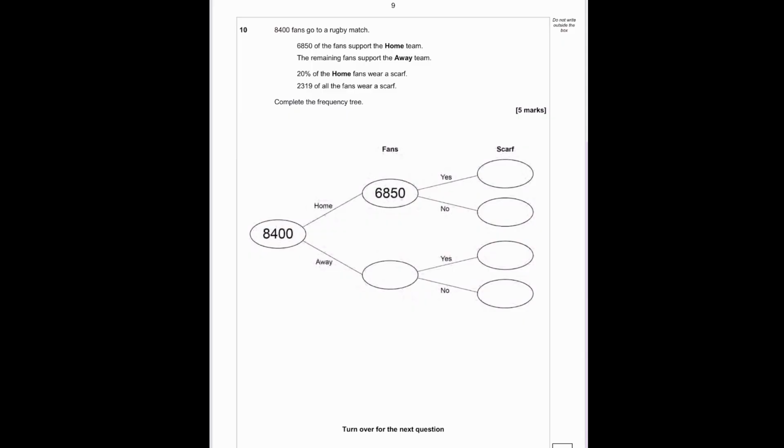Question 10. 8,400 fans go to a rugby match. So we start with 8,400. 6,850 of those are the home team, the rest are the remaining. So 8,400, take away 6,850, leaves me 1,550. Now 20% of the home fans wear a scarf. So 20% of 6,850 gives me 1,370. And if I take away 1,370 from 6,850, I get 5,480.